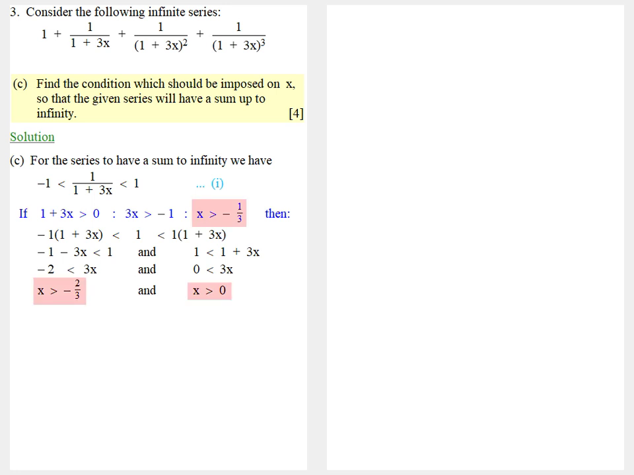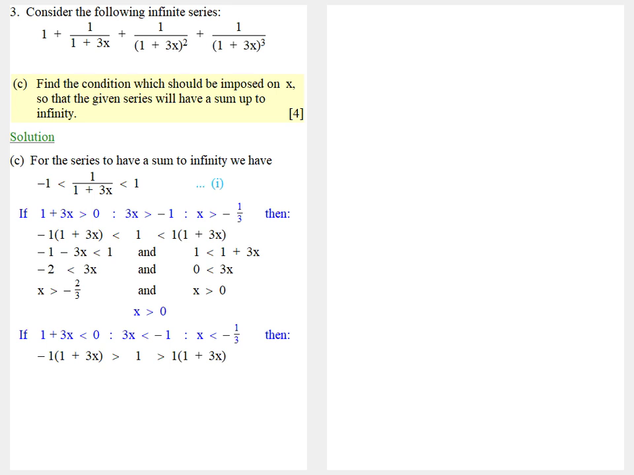So we have three possibilities: x is greater than minus a third, x is greater than minus 2/3, and x is greater than 0. Well, they will all be true only if x is greater than 0. Now the other possibility is that 1 plus 3x is negative, it's less than 0. In other words, 3x is less than minus 1, or x is less than minus a third. In that case, when we multiply by 1 plus 3x, the direction of the inequalities changes.